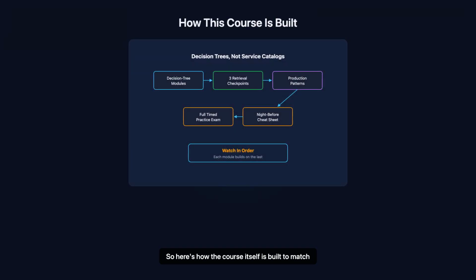So here's how the course itself is built to match all of that. It starts with decision tree modules, organized around head-to-head choices like which compute or which database, rather than a service-by-service catalog. That mirrors Amazon Web Services' own published decision guides. Along the way, there are 3 retrieval checkpoints where you actively test yourself instead of just watching.